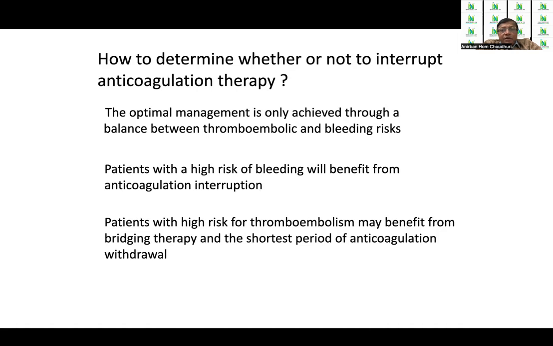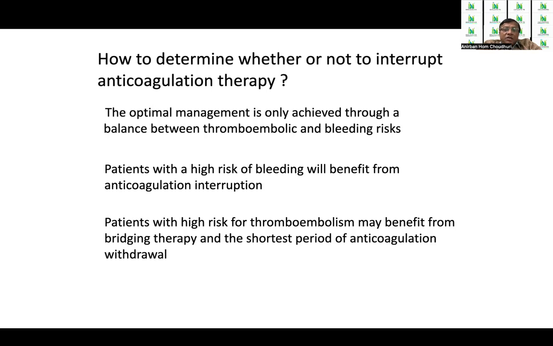Now, how to determine whether or not to interrupt an anticoagulation therapy if the patient is already on one like ours? The optimal management is only achieved through a balance between the thromboembolic and the bleeding risks. Which one outweighs the other? Patients with high risk of bleeding will benefit from anticoagulation interruption.